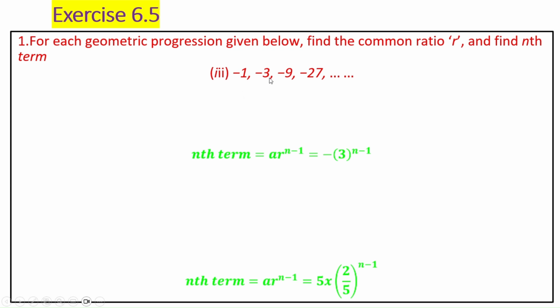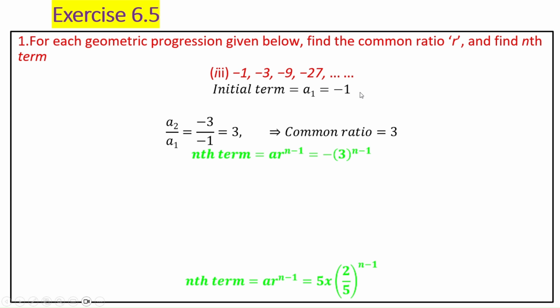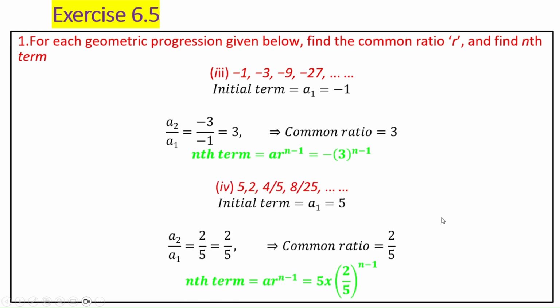Next: minus 1, minus 3, minus 9, minus 27. This is simple. a1 is minus 1 and the common ratio is 3, so this is the nth term. Similarly, you can check the other questions in this way. The template is the same: you find the common ratio and substitute the values in a times r to the power of n minus 1.